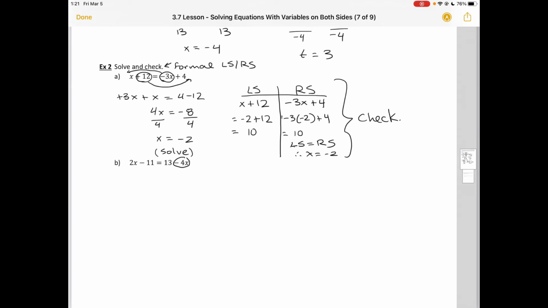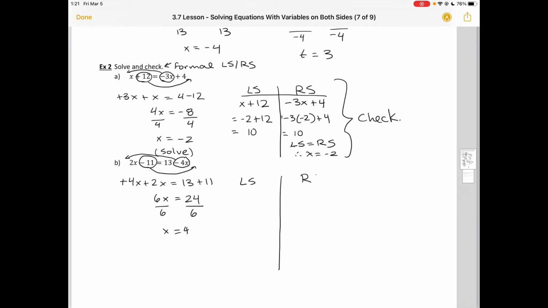Example 2b. Same way that we start, moving our variables to one side, moving our numbers to the other side. So I've got plus 4x plus 2x is equal to 13 plus 11. Combining our like terms here, 6x equals 24. Dividing both sides by 6 gives me x equals 4.